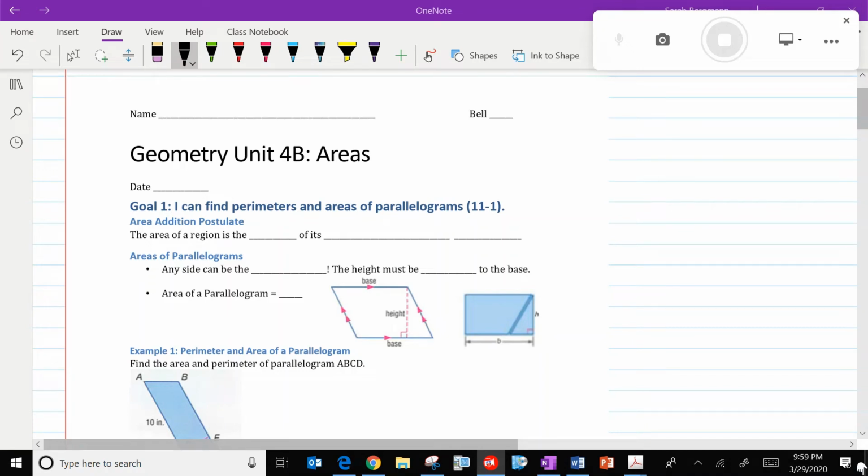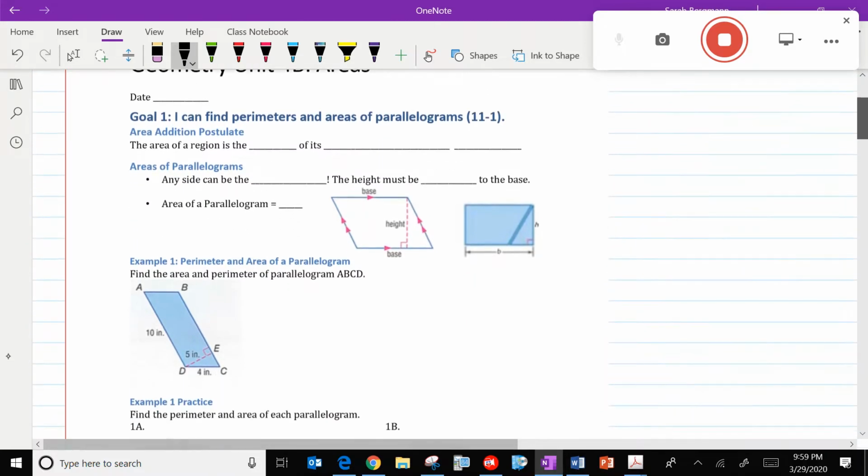Hey guys, welcome back. Today we are beginning to talk about areas. This is the new unit, Unit 4B. Today we are going to begin with perimeters and areas of parallelograms. I'm sure you already know perimeter, but let's go over area.